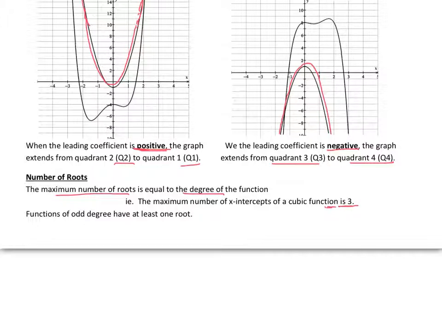Now, in terms of minimum number of roots, we could say that functions of odd degree have at least one root. Functions of even degree do not necessarily have any roots at all. So for example, you could have a parabola that has its vertex above the x-axis and opens up. That would have no roots. But for functions of odd degree, because your end behavior is always either quadrant 3 to quadrant 1, or from quadrant 2 to quadrant 4, you're always crossing the x-axis. So functions with odd degree will always have at least one root.